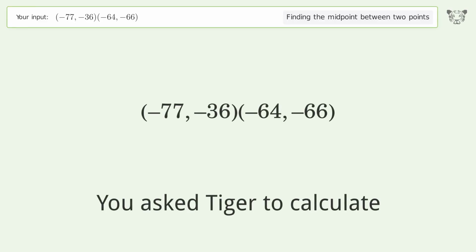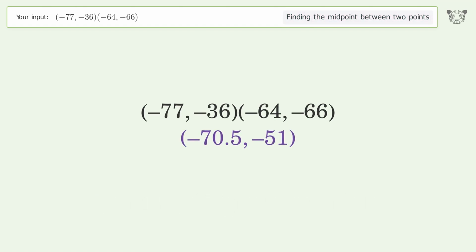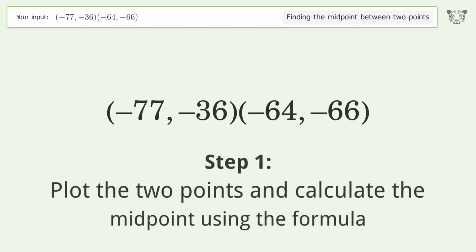You ask Tiger to calculate. This deals with finding the midpoint between 2 points. The midpoint between the 2 points is -70.5, -51. Let's solve it step by step. Plot the 2 points and calculate the midpoint using the formula.